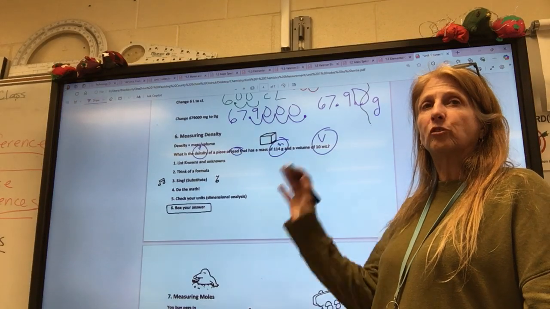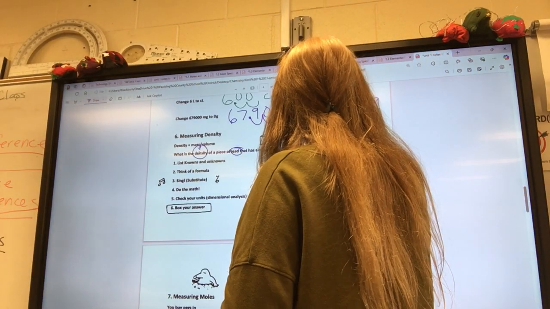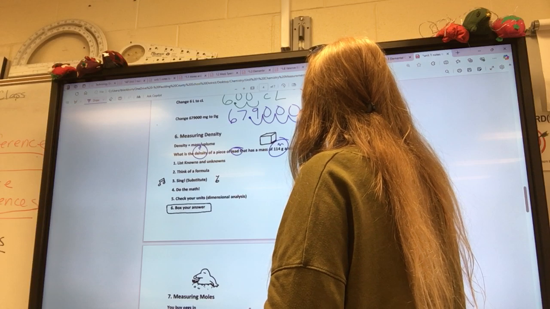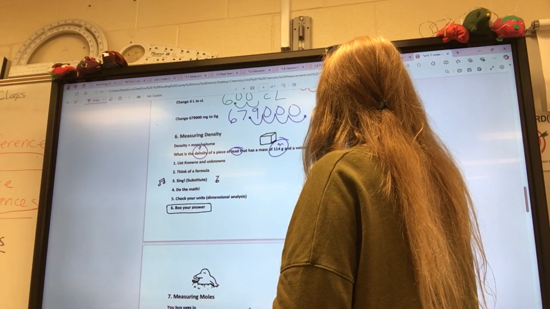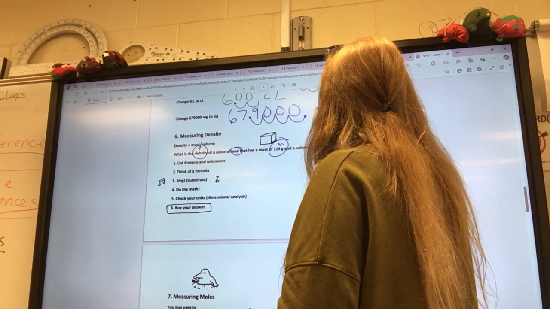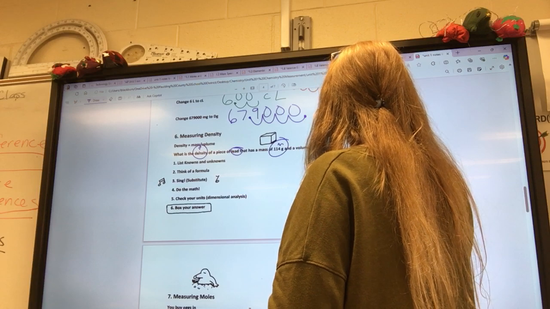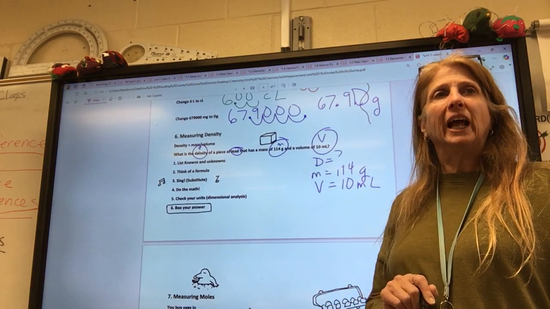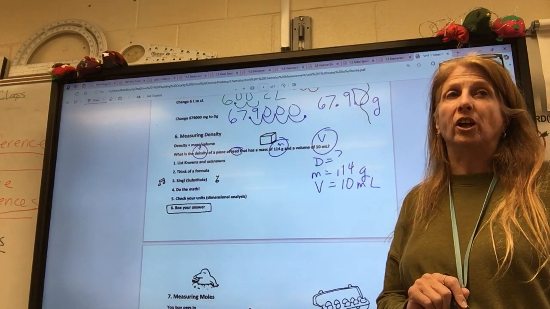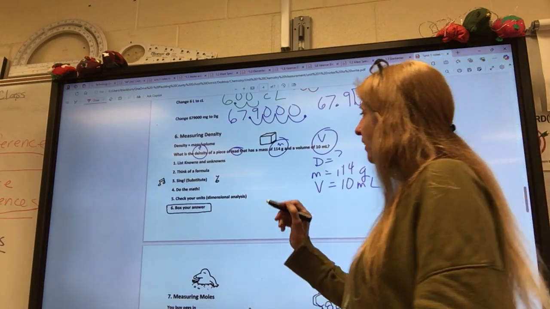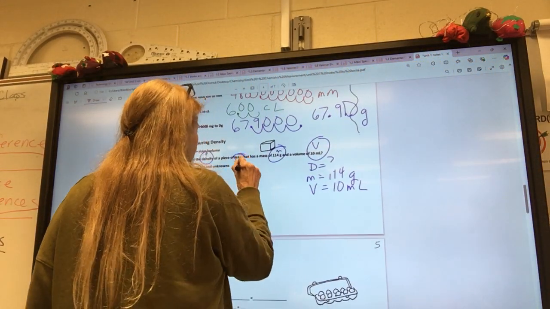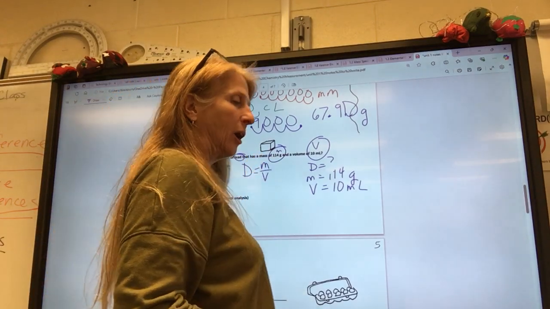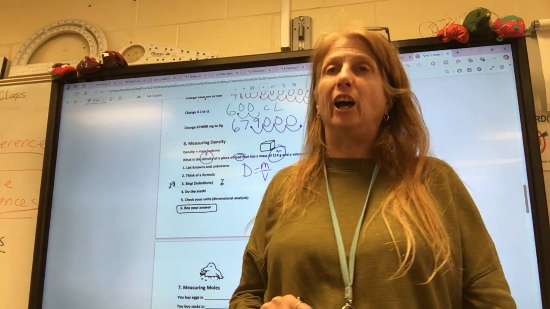Next, I list my knowns and unknowns. So density is what I don't know. The mass is equal to 114 grams, and the volume equals 10 milliliters. Next, I think, is there a formula I know that relates my knowns and unknowns? And there is. It is density equals mass divided by volume.